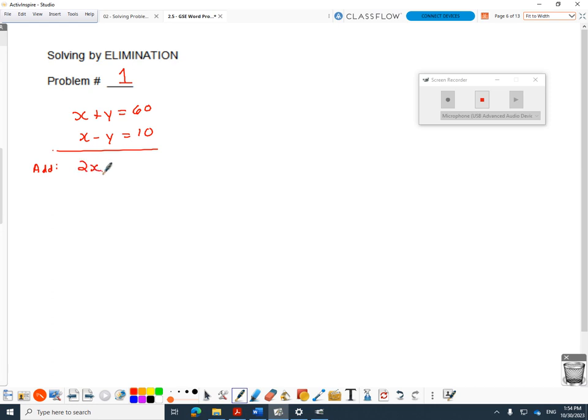Then y and negative y. I don't even know what y is. But I know if I have positive y and negative y, and I put those together, 0y. You know, I could write 0y. It wouldn't be wrong to write 0y, but it just cancels out. It's gone. So I don't have to worry about that at all. That's why it's called elimination. Very quickly, you eliminate one of the variables. Now, it's not gone like I'm never going to figure it out. It's just gone, I don't have to work with it right now. And then 60 plus 10?